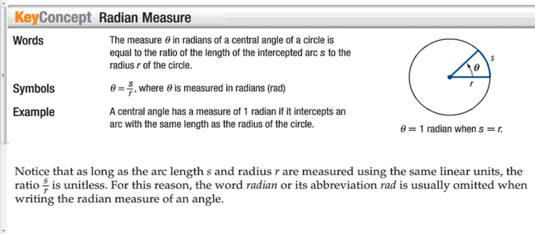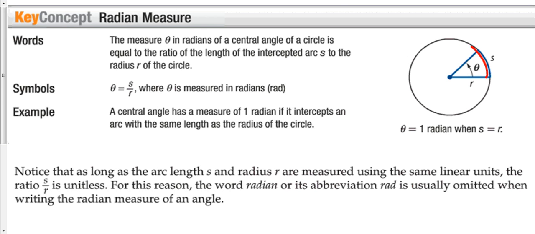Okay. Now, a central angle has a measure of 1 radian if it intercepts the arc with the same length as the radius of the circle. Okay, so where the radius and the arc are exactly the same length, that's when a radian equals 1. And it happens at about 57 degrees, which might seem weird, but if you think about it, if we think about the distance, I just drew right there. Let's do that in another color. Let's do that in red.